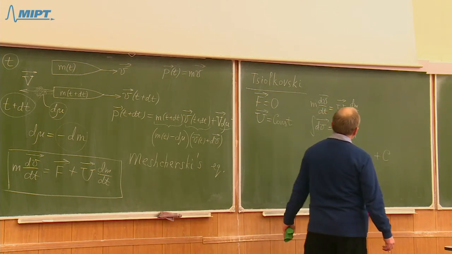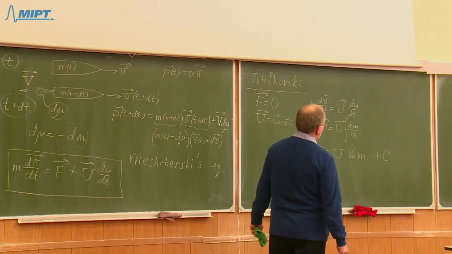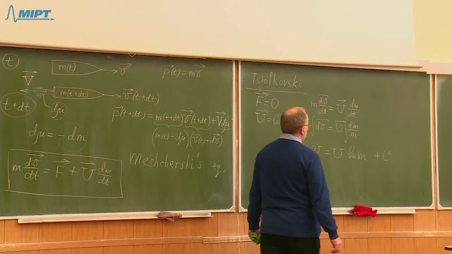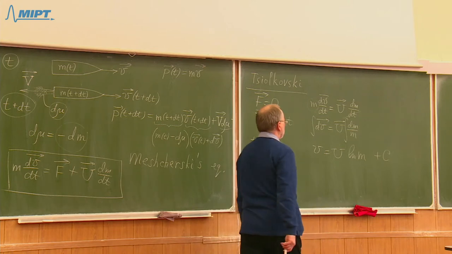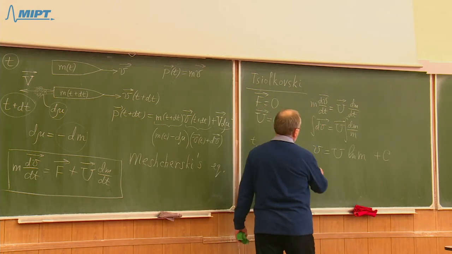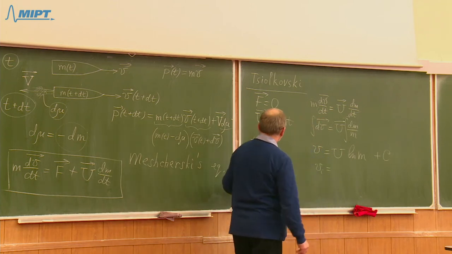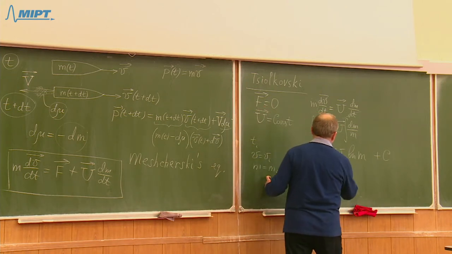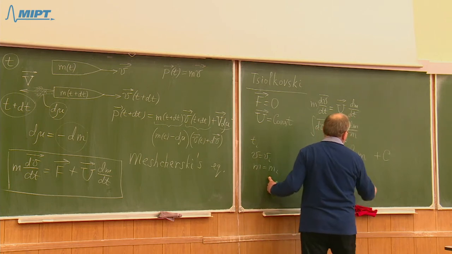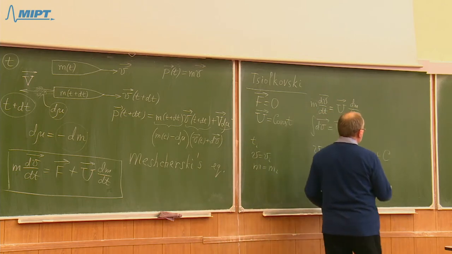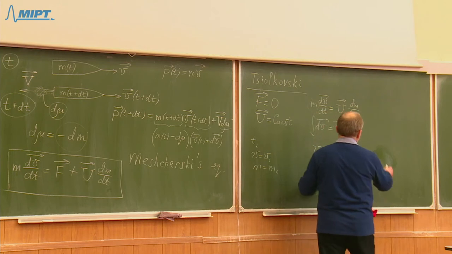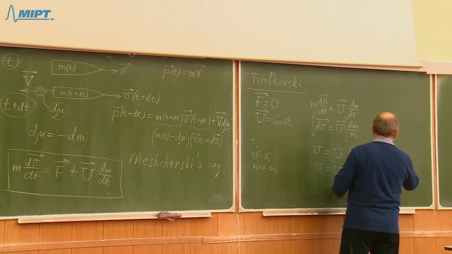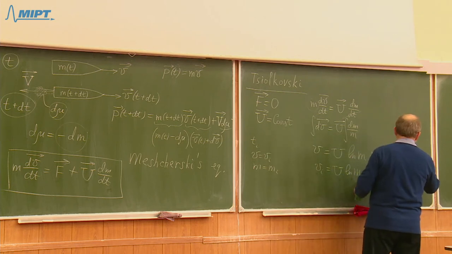In order to find this c, we must use some initial conditions, like at some initial time, the velocity was the initial velocity, and the mass was equal to some initial mass. And if we introduce here such initial conditions, so at the initial time, the velocity is known, u is constant, the mass is some initial mass plus c. So from here we can find this c. We know the constant c from this equation. It will be equal to the initial velocity minus u times the logarithm of the initial mass.